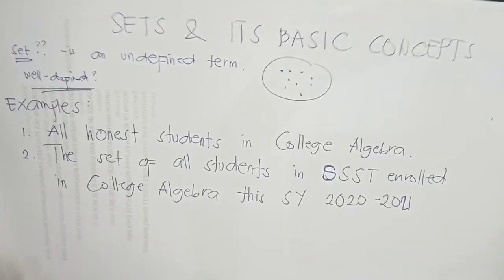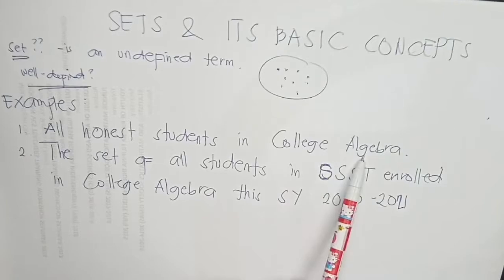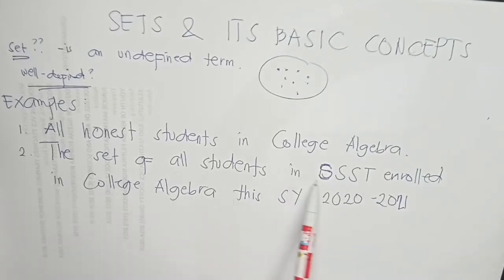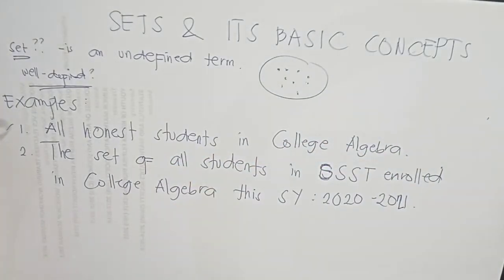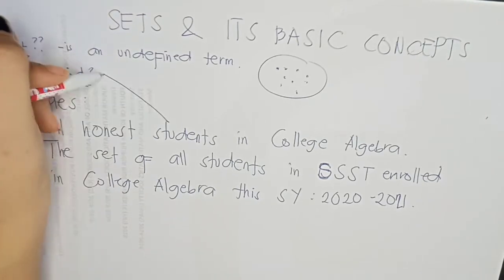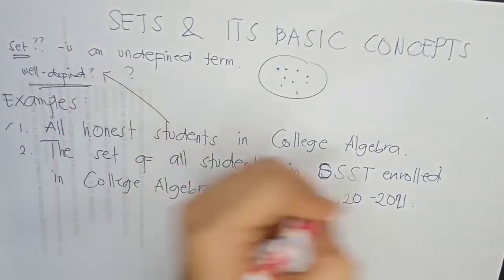So now I have the examples. The first example: all honest students in college algebra. The second: the set of all students in CCT enrolled in college algebra this school year 2020 and 2021. The first example, the set of all honest students in college algebra, is not well defined. So hindi siya well defined. Bakit hindi siya well defined?